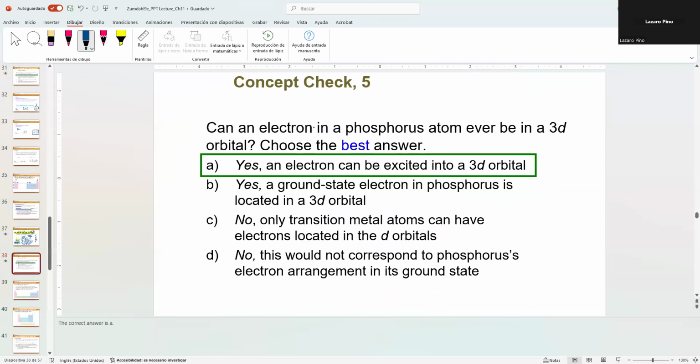Look at this. You have here another question. Can an electron in a phosphorus atom ever be in a 3d orbital? Well, the answer is this, but you have to begin doing the distribution as I showed you before, and then you will give me the answer.